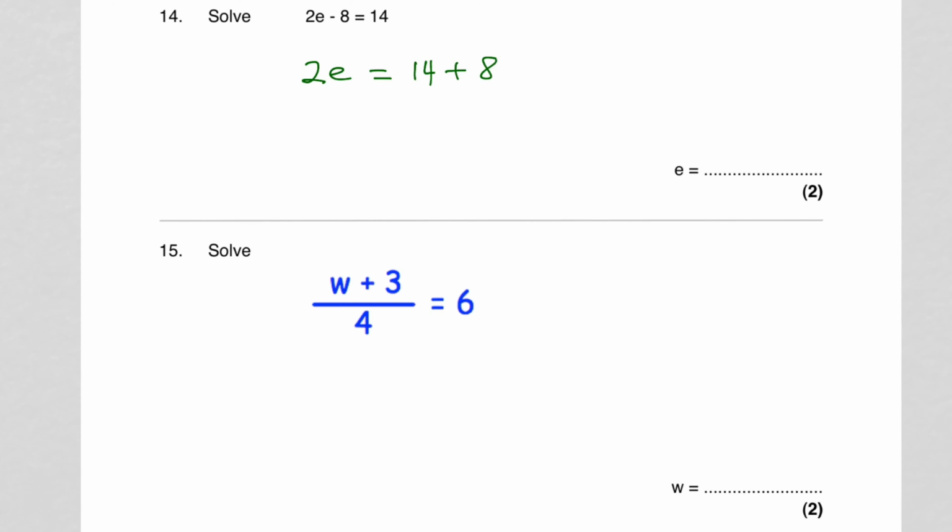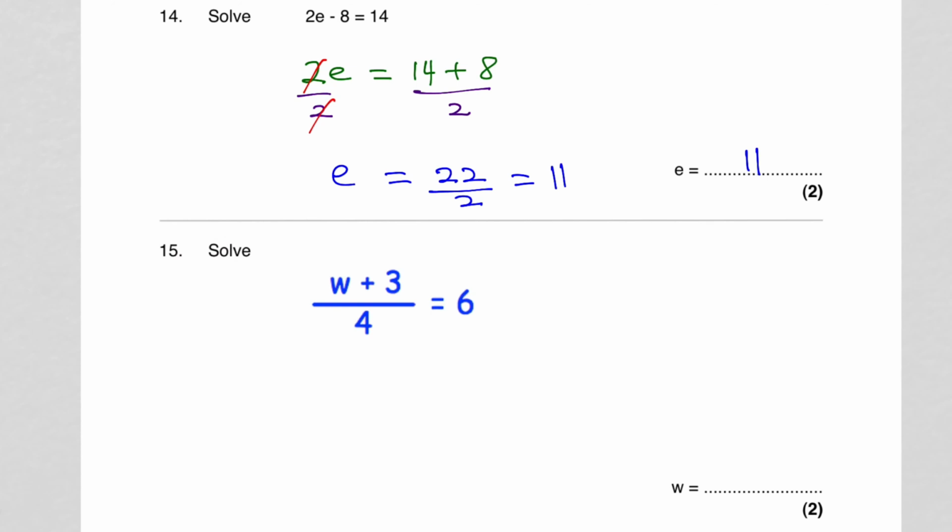Now I need to divide both sides by 2. I have to divide that by 2 because that 2 will cancel that 2. Hence, I have e equals 14 plus 8 is 22 over 2. 22 over 2 will become 11. E is 11.